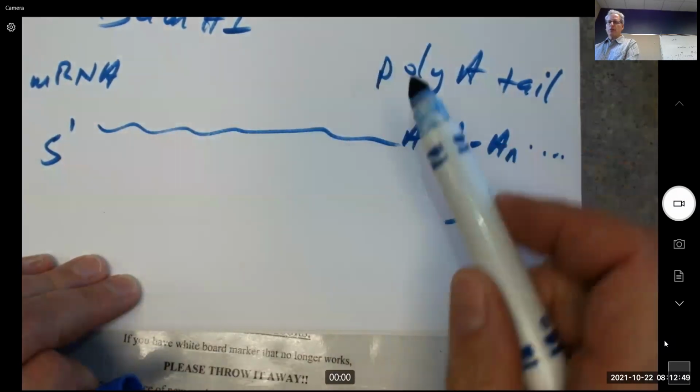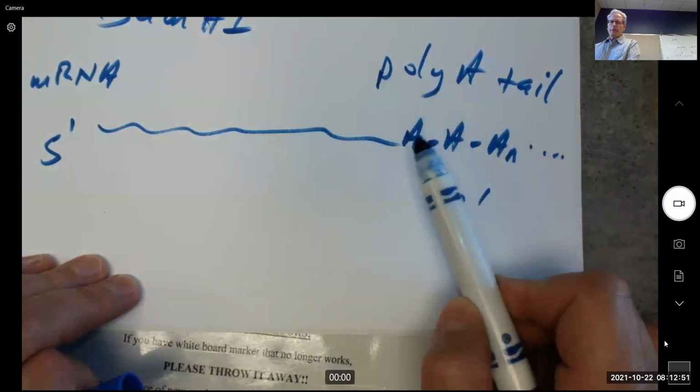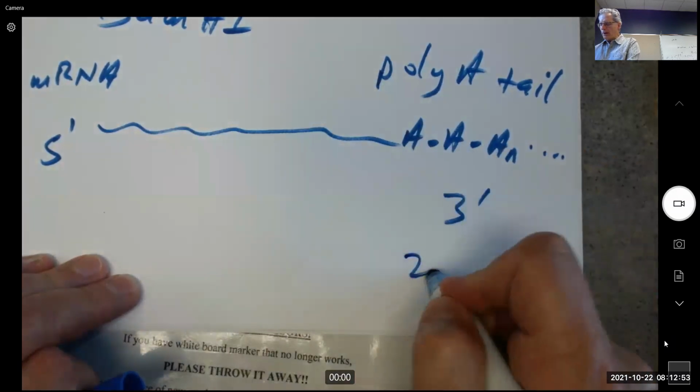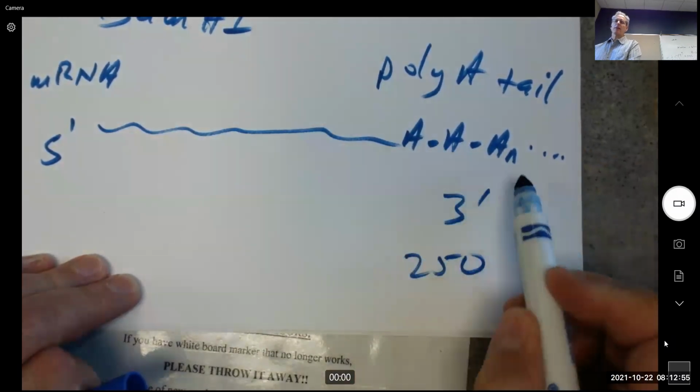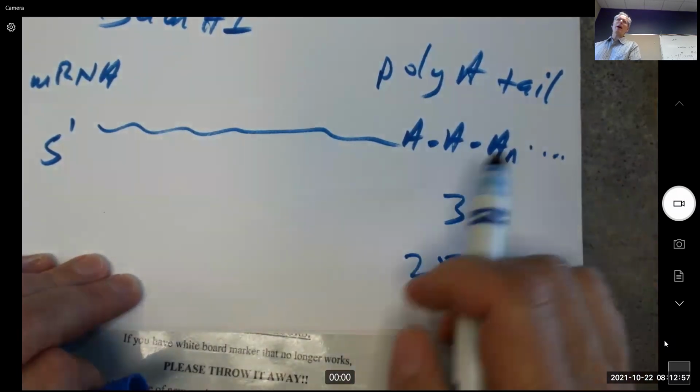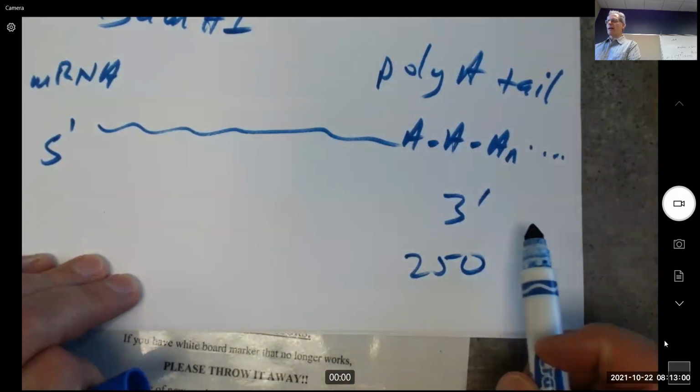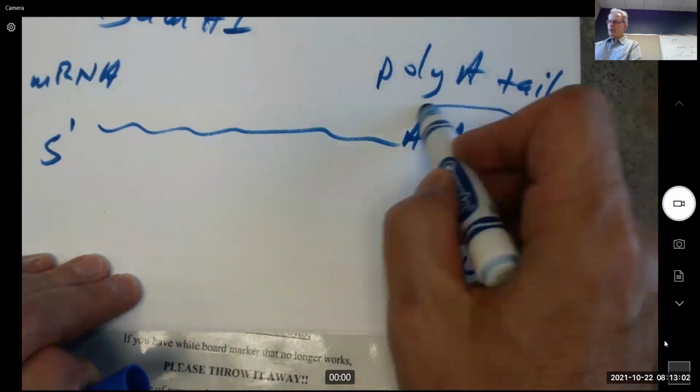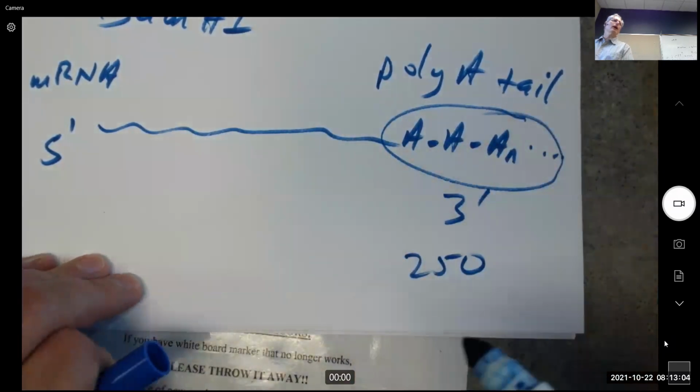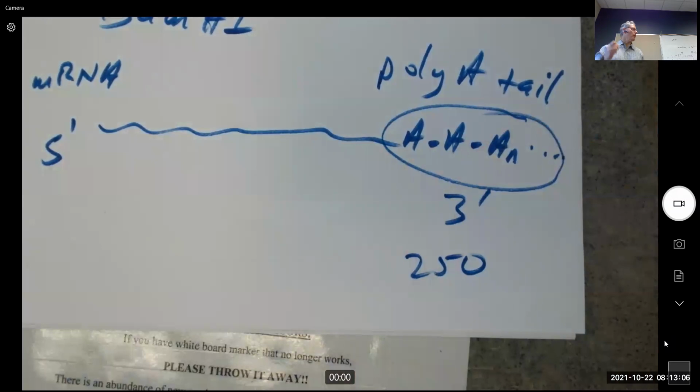After transcription terminates, there's an enzyme that adds about 250 adenines to the end of the tail. Bacteria don't do that, just eukaryotic cells. You can use this as a handle to isolate messenger RNA from eukaryotic cells really easily.